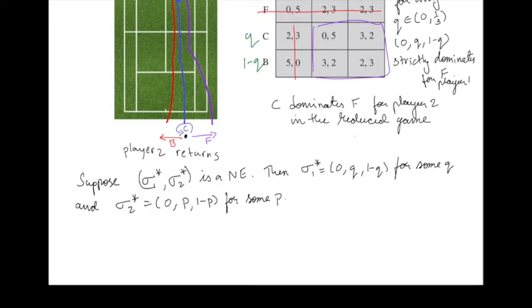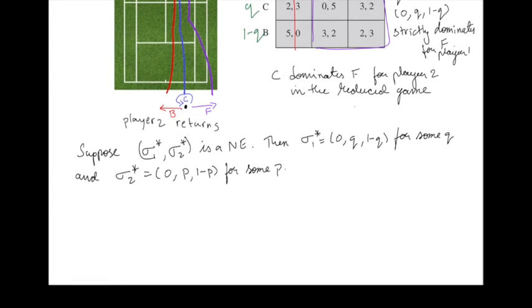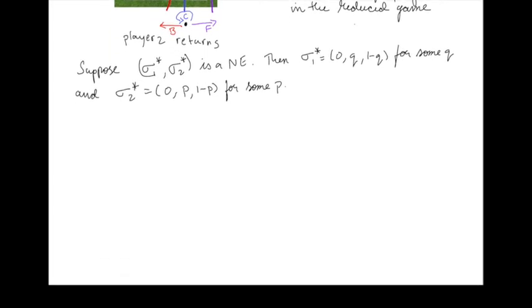So let's suppose sigma 1 star, sigma 2 star is a Nash equilibrium. Then sigma 1 star has to take the form (0, Q, 1 minus Q) for some Q, because we know that F is strictly dominated. And sigma 2 star has to take the form (0, P, 1 minus P) for some P, because we know that F is also strictly dominated for player 2 once we've removed F for player 1. The way we're going to solve for P and Q is to write down the expected payoff for both players 1 and 2 from either of the strategies and set them equal to one another.